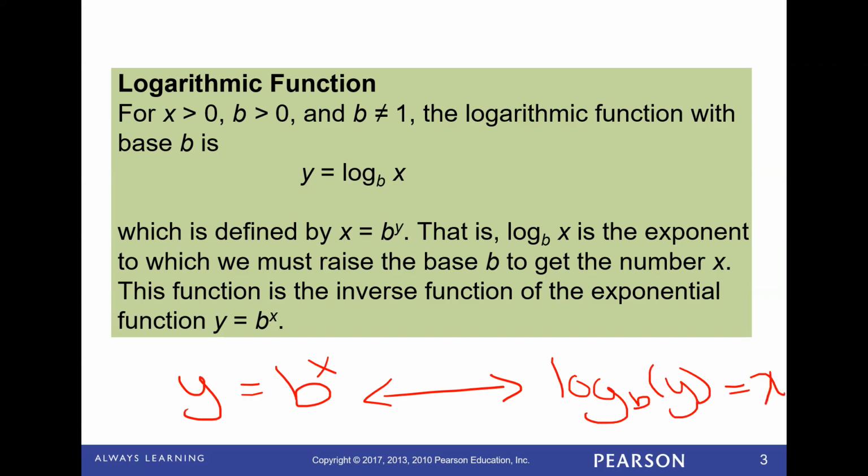Now it kind of goes in what we call a roundabout way. So we always start with our base, and our base becomes now the base of the log. And what was the exponent is now what it's actually equal to. Now these are actually inverses of each other. So the inverse of an exponential is a log, and the inverse of a log is an exponential. They go actually hand in hand.